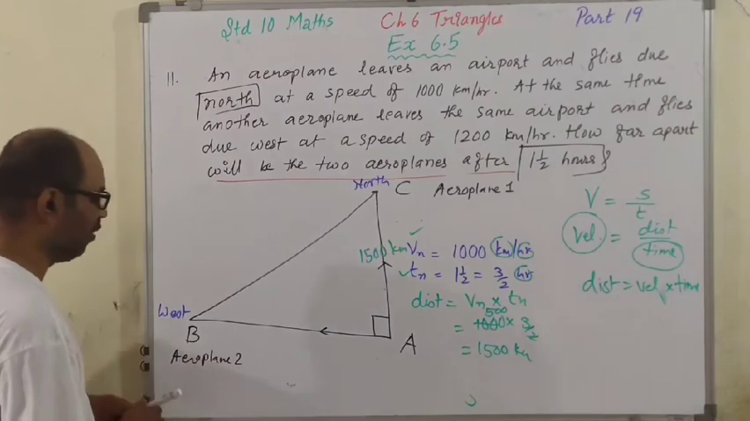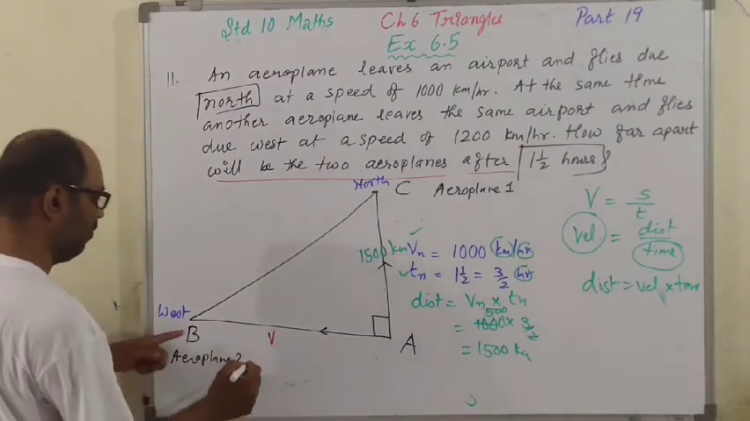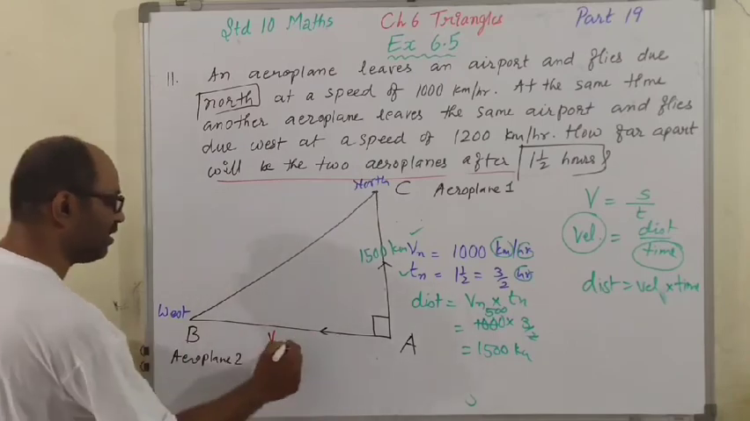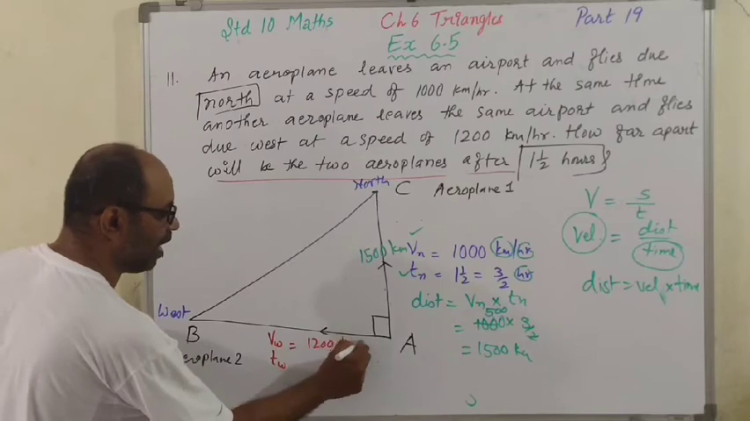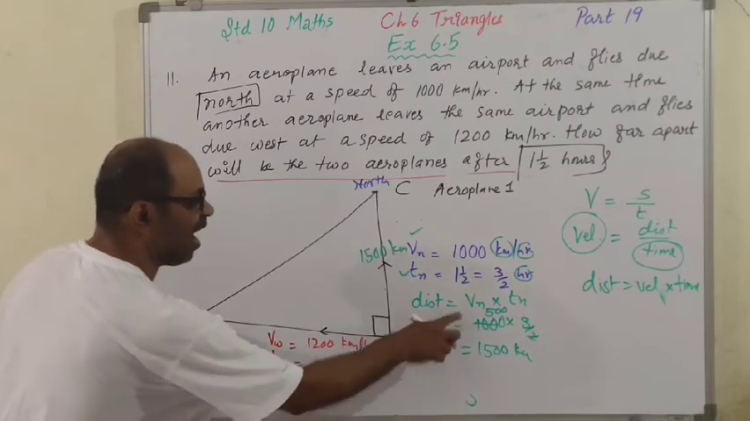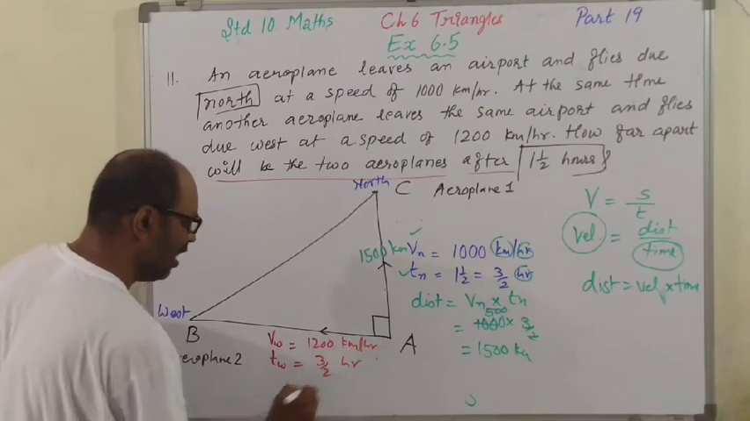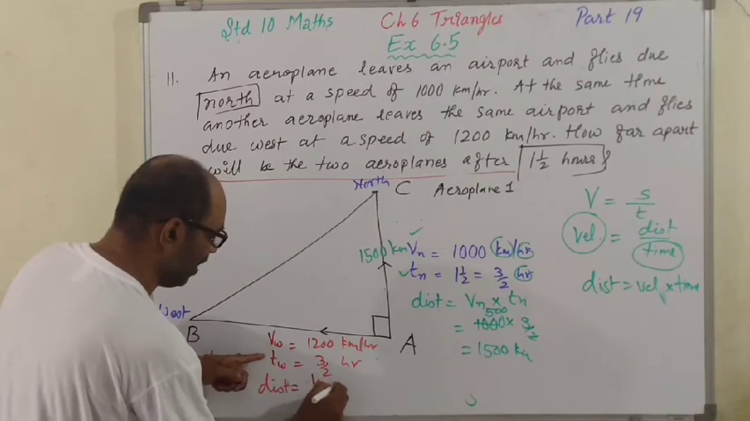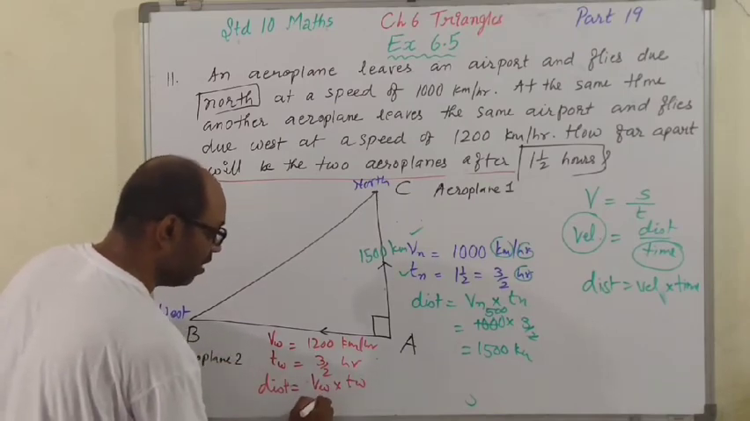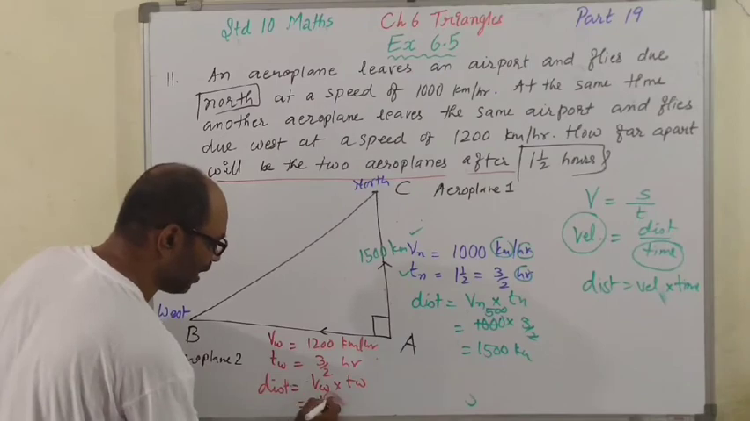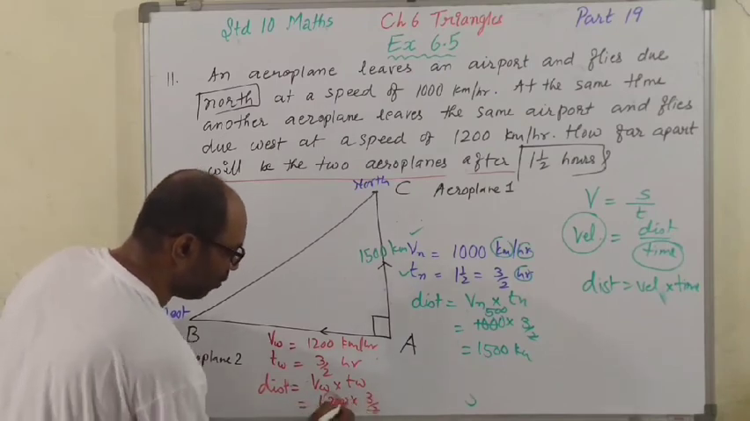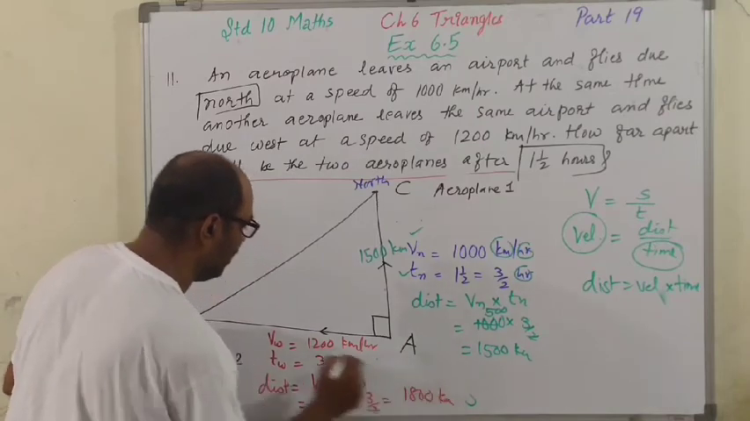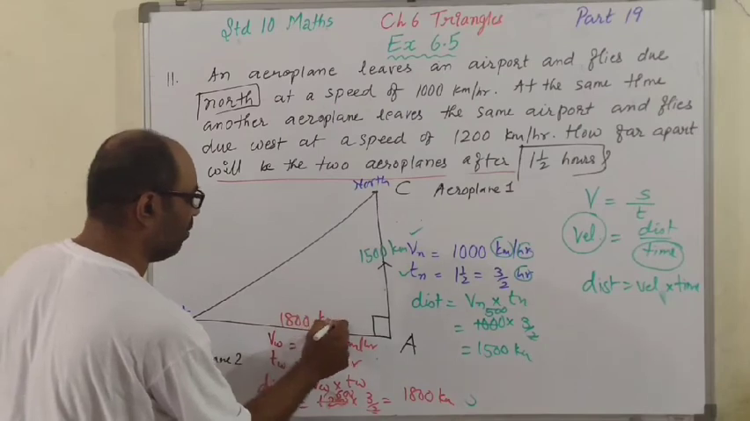Now I will do the calculation for here. The velocity moving in west, so Vw, and the time taken by the aeroplane moving west. Velocity is 1200 kilometer per hour, and time taken is 1.5 hours, that means 3/2 hours. Again we will find the distance. Distance is equal to velocity moving in west into time taken in west. Sorry, it is 1200 into 3/2. 2 ones are 2, 2 600s are 1200, 600 3s is 1800 kilometer. So this is 1800 kilometer.